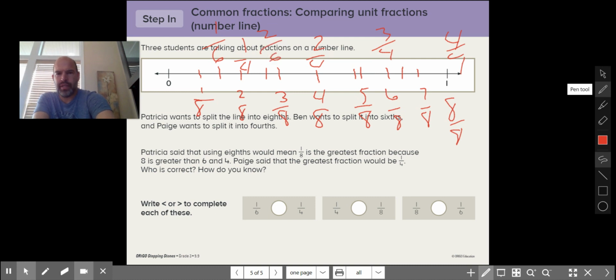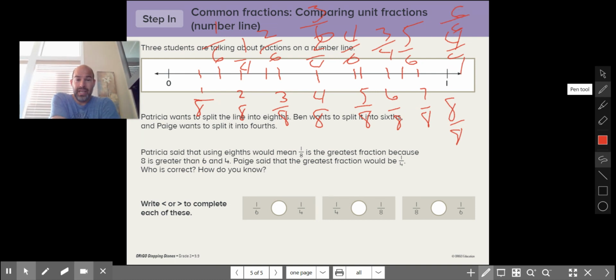2/6 right there. 3/6 right there. 4/6, 5/6, and 6/6. Okay. Now that number line is very, very busy. I'm sorry that it looks so crowded, but hopefully you can see the increments in there.